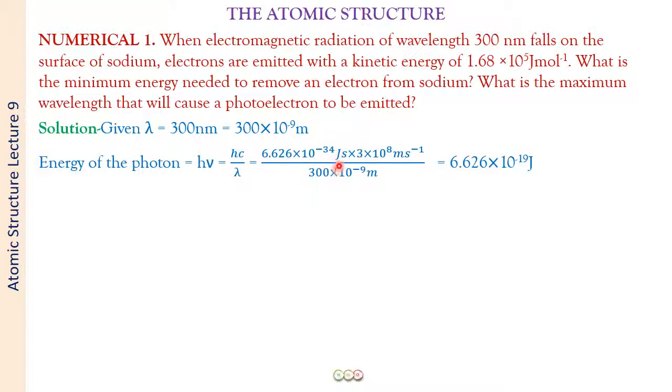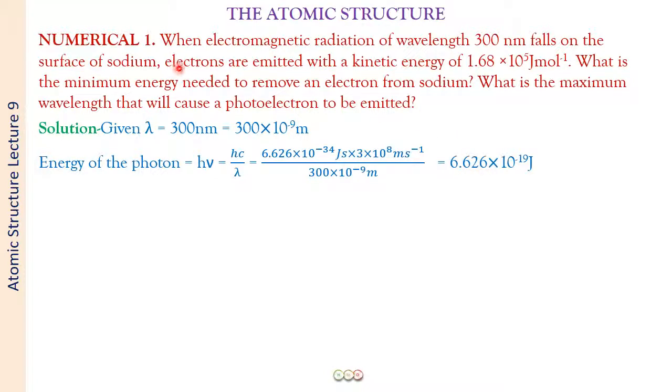So we have the energy of the photon to be hc by lambda, and you are supposed to remember the value of the Planck's constant, which is 6.626 into 10 power minus 34 joules second. The velocity of light is 3 into 10 power 8 meter per second, and the wavelength was given to you. So you get the energy of the photon to be 6.626 into 10 power minus 19 joule.